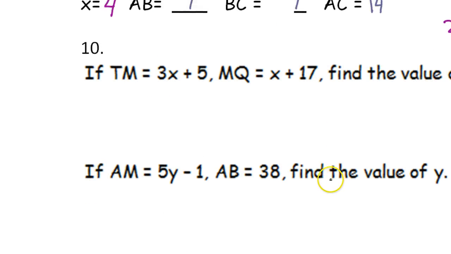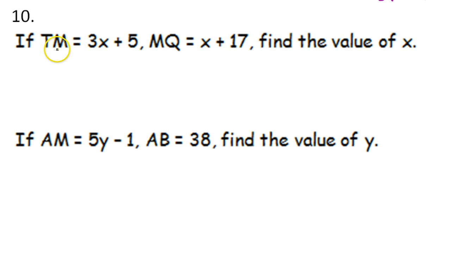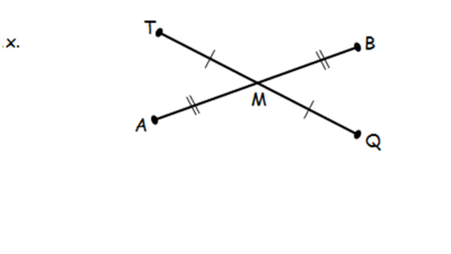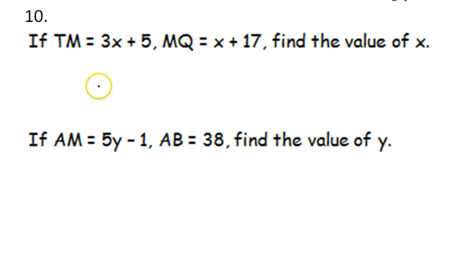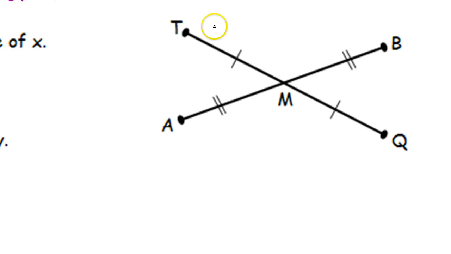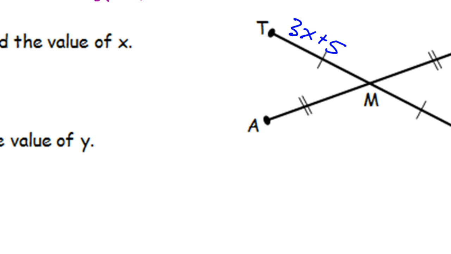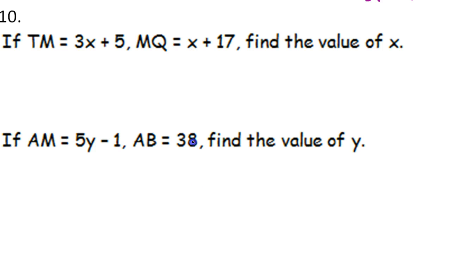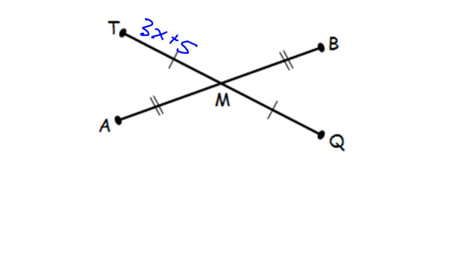Number 10. You need to understand that these expressions over here pertain to this picture over here. So when they say that TM is equal to 3x plus 5, that means this is 3x plus 5. What else? When they say that MQ is x plus 17, that means that this is x plus 17.